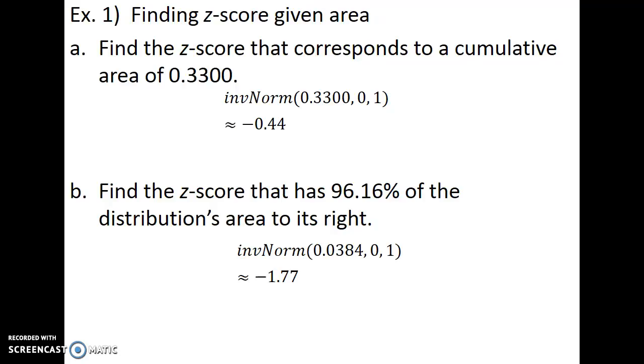Still using 0 and 1, you can find a z-score, which makes sense that it should be negative. If 96% of your data is to the right of it, you have a z-score that is pushed to the left of the mean, pushed to the left of 0, so it's negative.